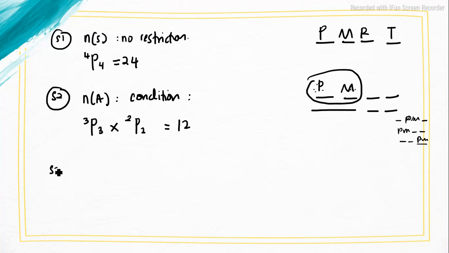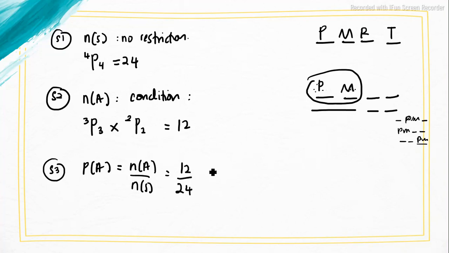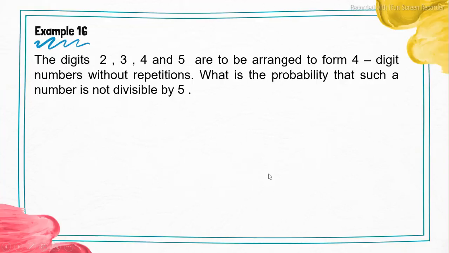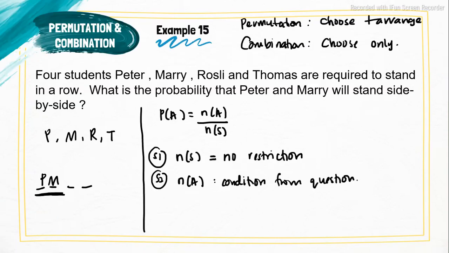So, barulah kita boleh cari probability dia. So, PA is equals to NA over NS. So, NA kamu adalah 12, NS kamu without restriction is 24. So, 12 over 24 is 1 over 2 ataupun in decimal is 0.5. Okay, alright. Example 16. Saya terskip ke?